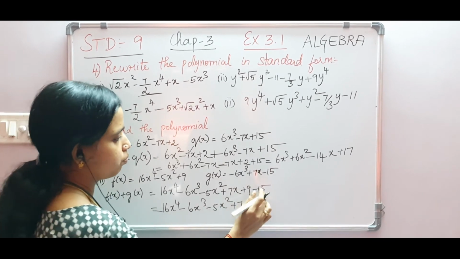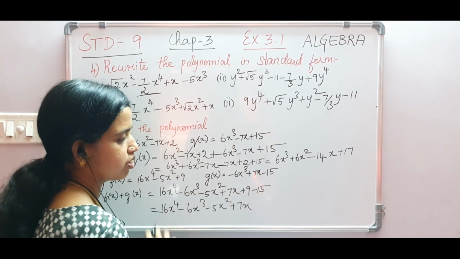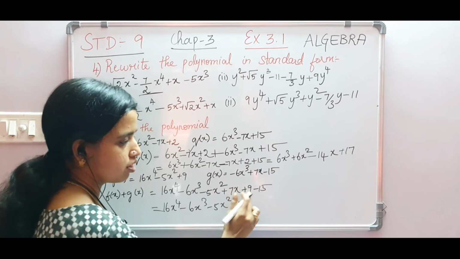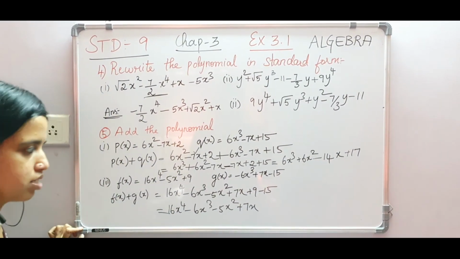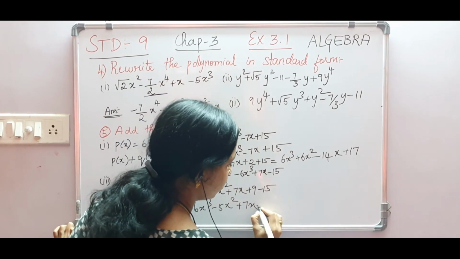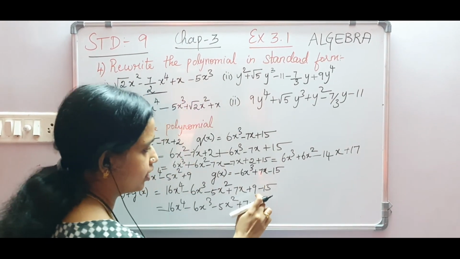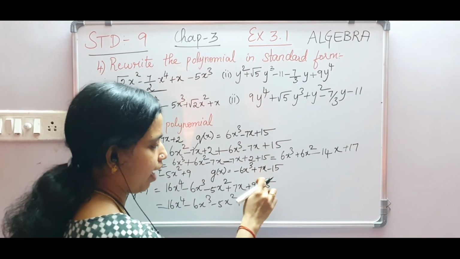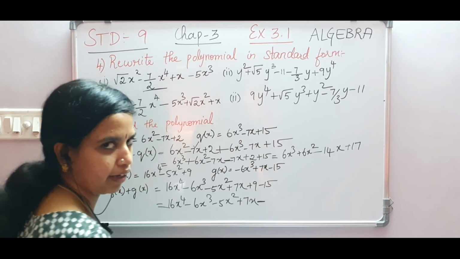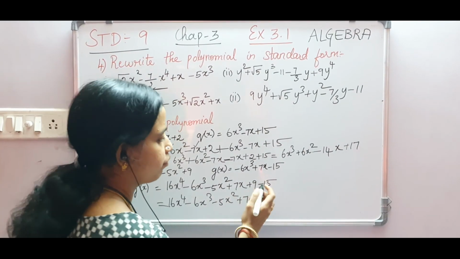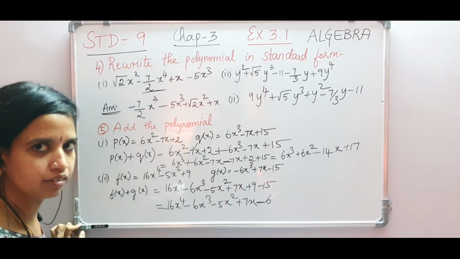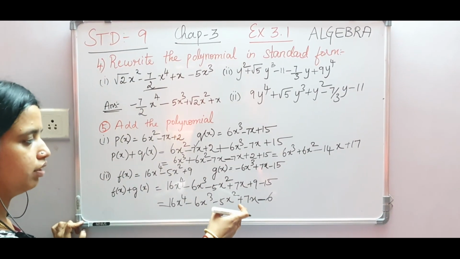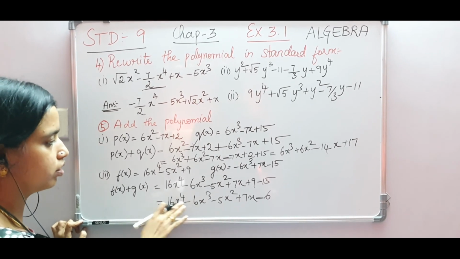See, here both are constant terms, so you can just add these. One is positive and another one is negative. So plus into minus will be minus. The highest number is 15, so we have to put the minus sign. If you subtract 9 from 15, you will get 6. So your final answer will be 16x power 4 and so on. This is the standard form.